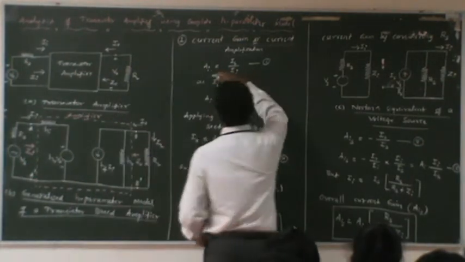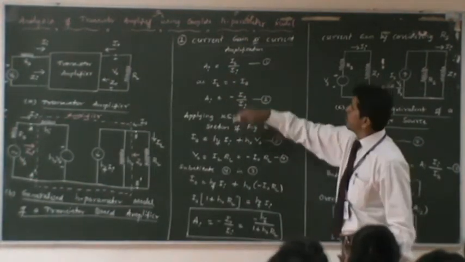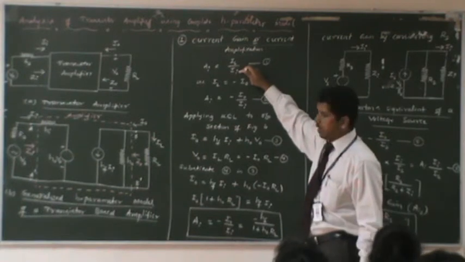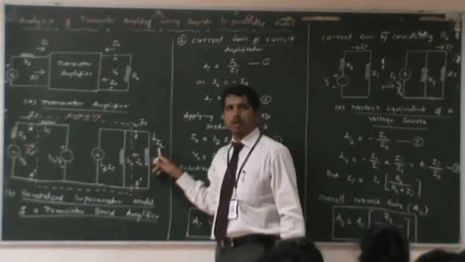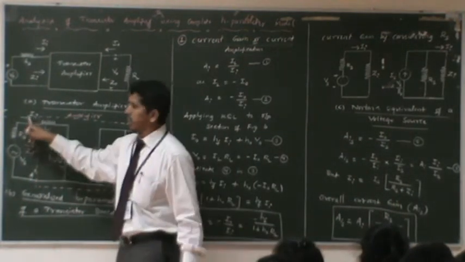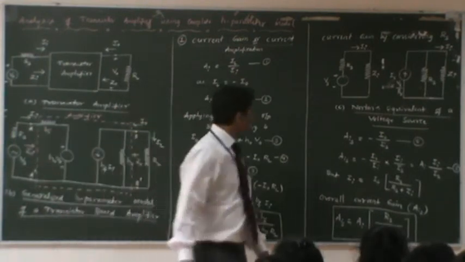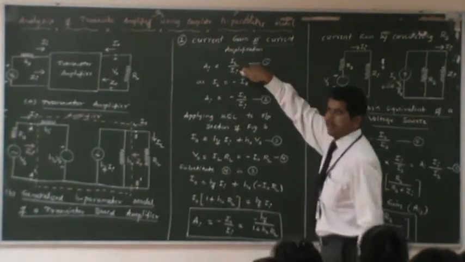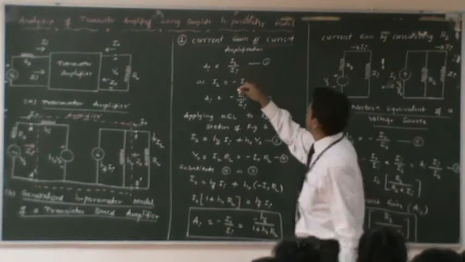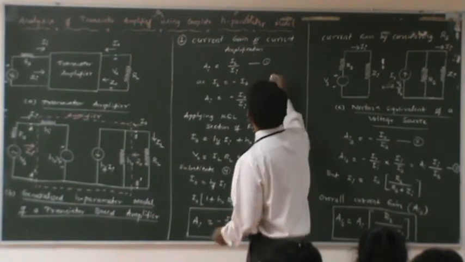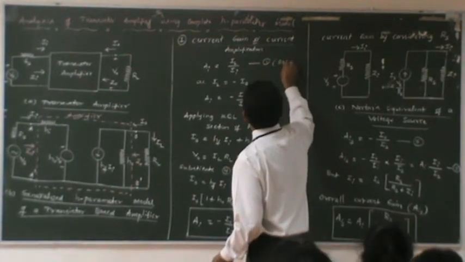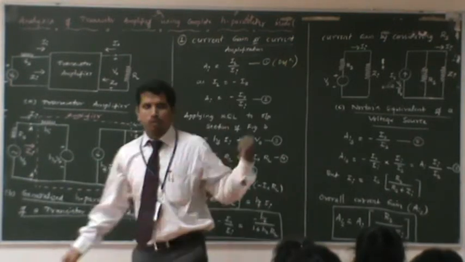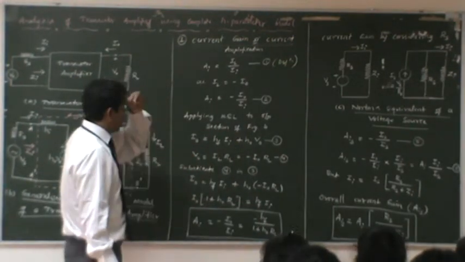As per the definition, what is the current gain? It is nothing but output current by the input current. Look at the circuit here. I_L is the load current, and the input current is I_1. That's what we have written here: A_I equals I_L by I_1. It is as per the definition. There is no proof for these kinds of things; from the definition you can write it.